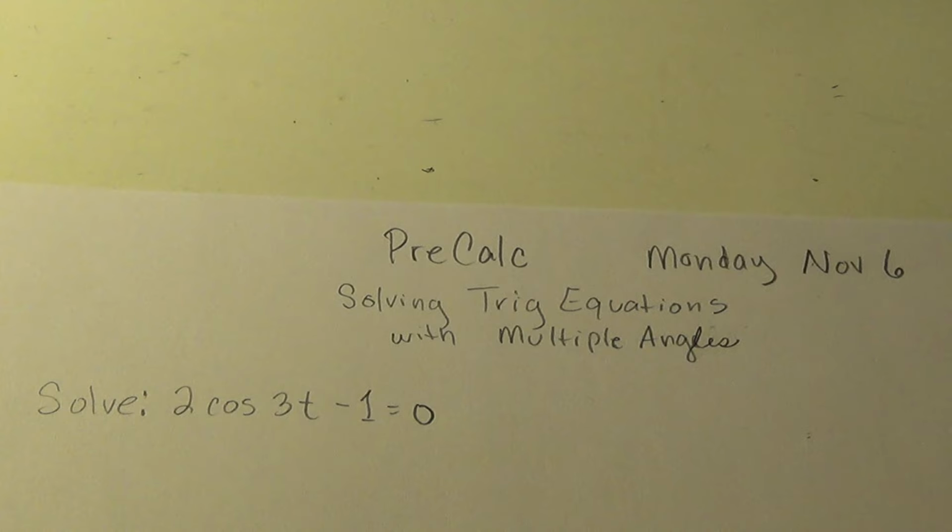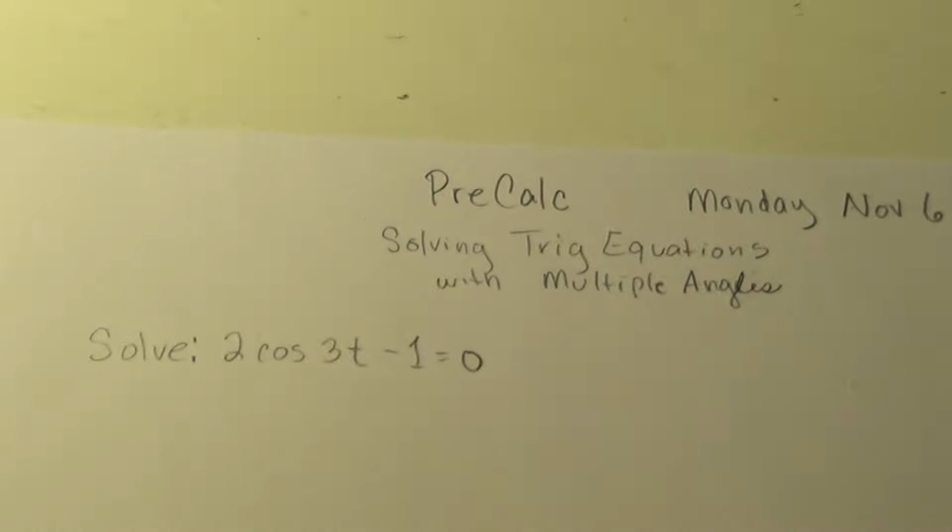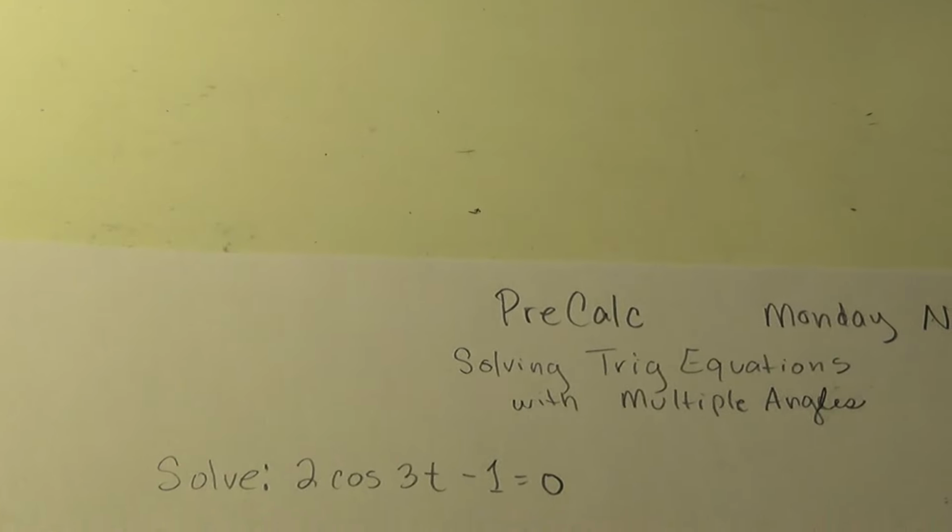After our Monday class, we'll be solving trig equations that have multiple angles in them. The first one we're going to do is solve 2 cosine 3t minus 1 equals 0. At the end of the story, when you see the word solve, that means we want to find out what t equals. T equals blank for right now, but we're going to find some angles that make this a true statement.